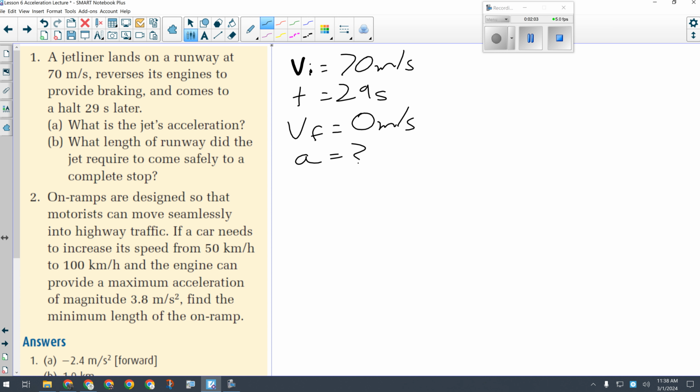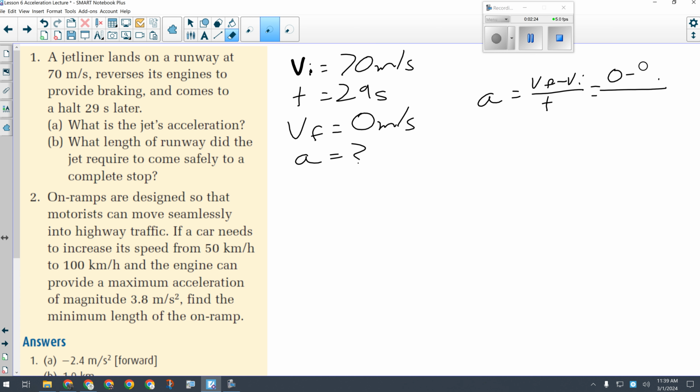Do I have a formula that has those 4 things in it? It's the one from last year, from Science 10: acceleration is a change in velocity divided by a change in time. I've got all those numbers: 0 minus 70, divided by 29 seconds. So if we punch that into our calculator, it should come out to negative 2.4 meters per second squared.